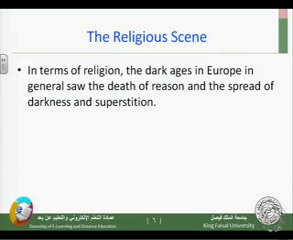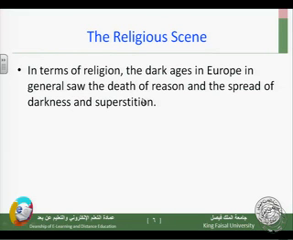But before the revolution, let us see how people looked at religion and how religion affected people before the 18th century. I said there was stagnation in religion, in education, in health, in communication, everywhere. In terms of religion, the Dark Ages in Europe, see the term here that describes the ages before the 18th century. They are called the Dark Ages. The Dark Ages in Europe in general. So the death of reason.